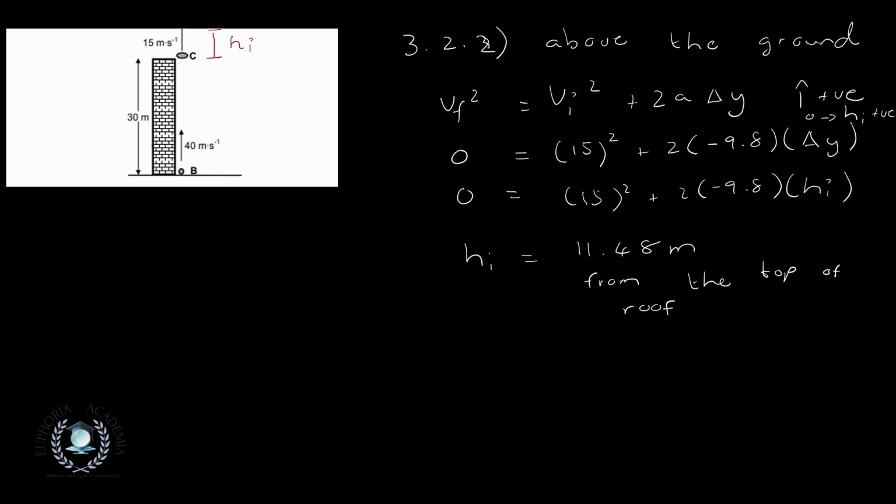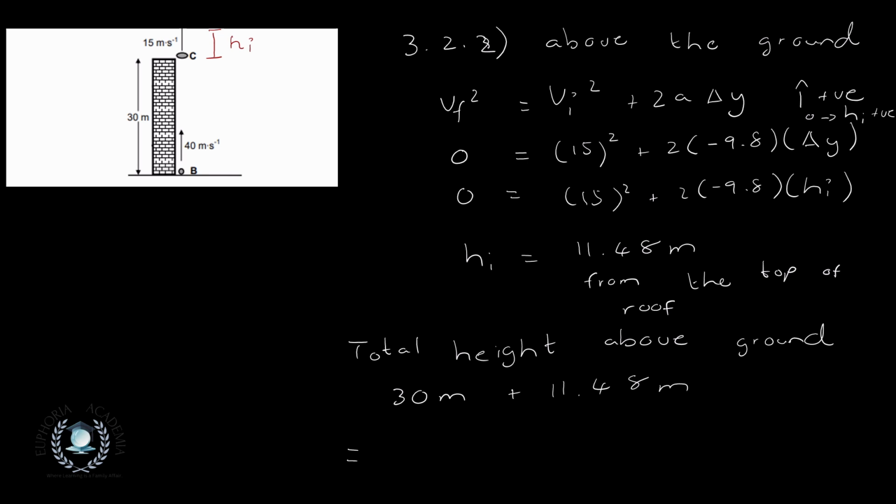All right, so the total height above the ground has to take into account the 30 meters of the building height. So it's going to be 30 meters plus our hi, which is 11.48 meters, and that is going to give us a total of 41.48 meters above the ground.